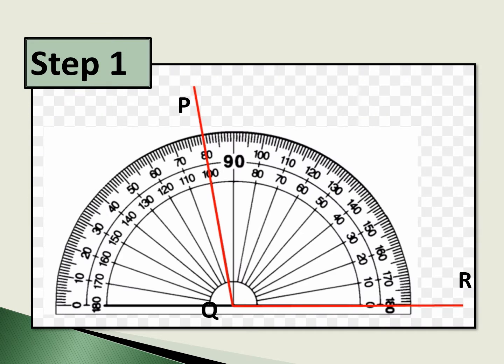Let's now learn how to measure angles using a protractor. In step 1, we place the center of the protractor on the vertex of the angle. In the angle PQR, the vertex of the angle is Q, so we place the center of the protractor at Q.